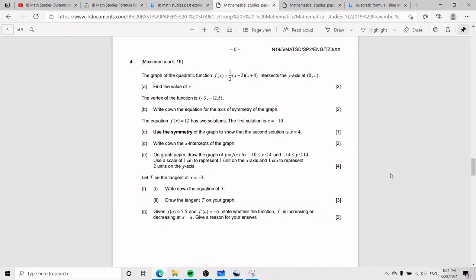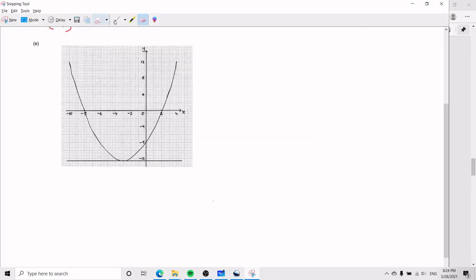And so now for part F, they let us know that t is the tangent at x equals -3, and to write down the equation of t, and to also draw the tangent t on the graph. And so first things first, what the heck is even a tangent, right? And so a tangent is a line that touches another one in just one point.